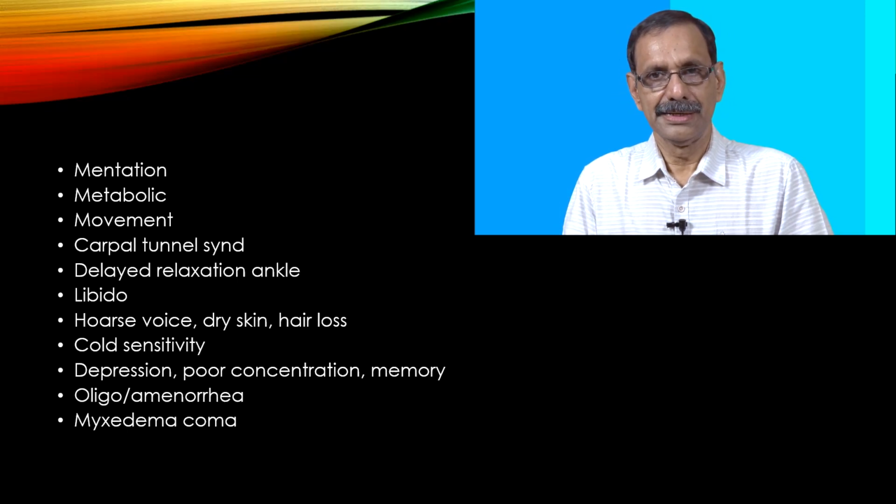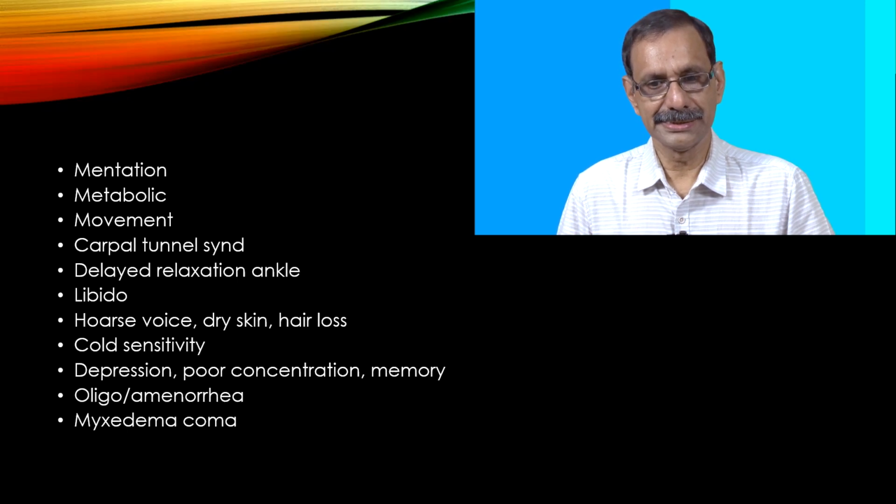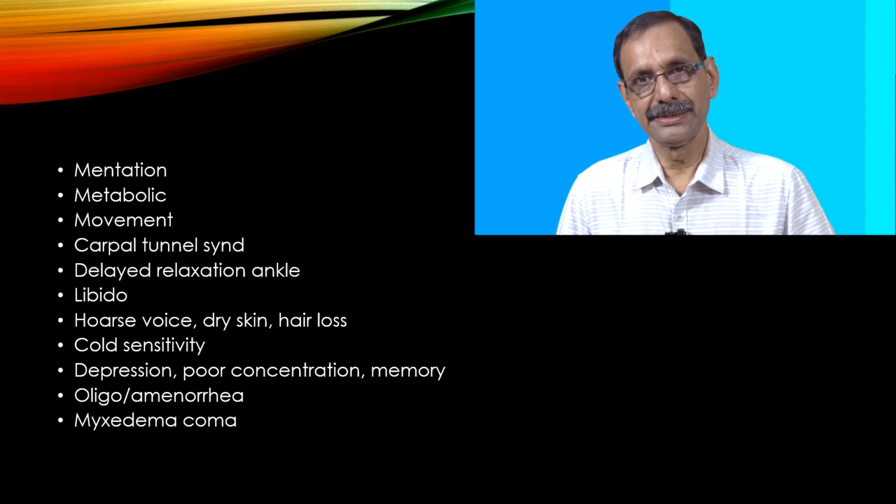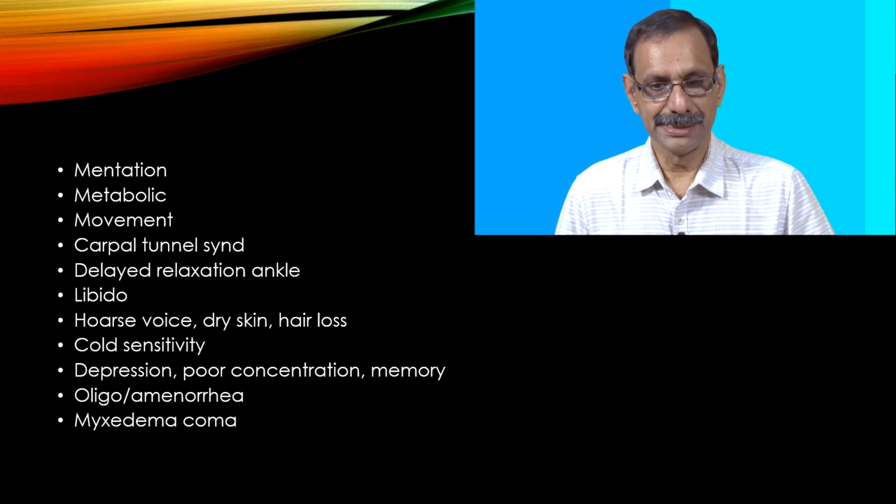Then some of the features of adolescent hypothyroidism, especially in adults, would be carpal tunnel syndrome, where the median nerve gets compressed in the carpal tunnel, so much so that the radial 3.5 fingers get numbness, etc.